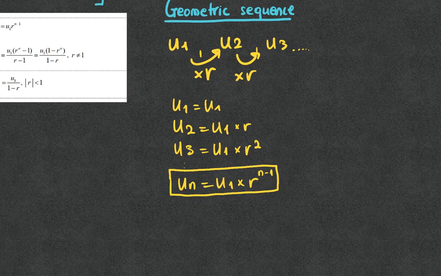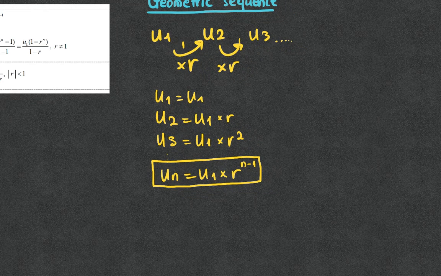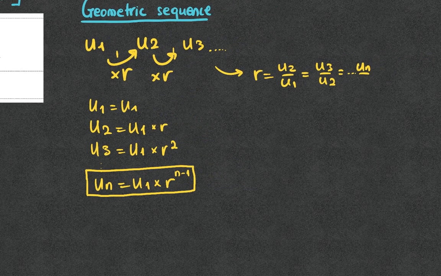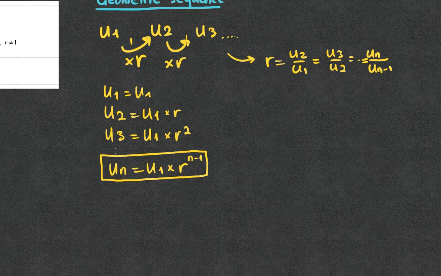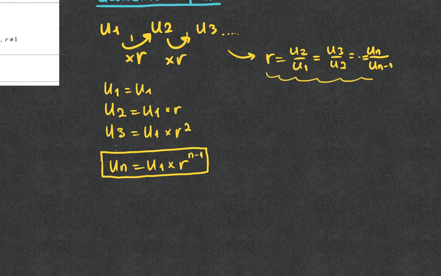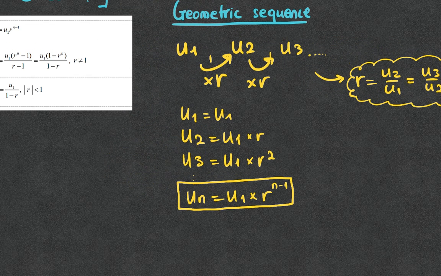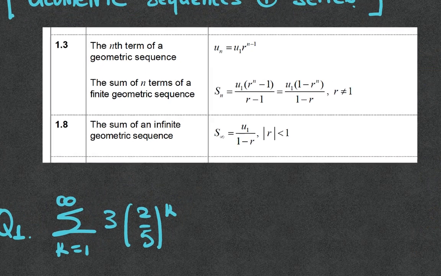What does help in many questions, should you come across those, is that the ratio is equal to U2 divided by U1, which is also the same as U3 divided by U2, which is equal to Un divided by Un minus 1, actually. So that's another relationship that is not given to you, but it does really help when we solve equations.